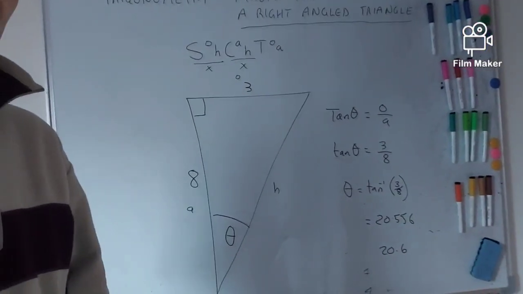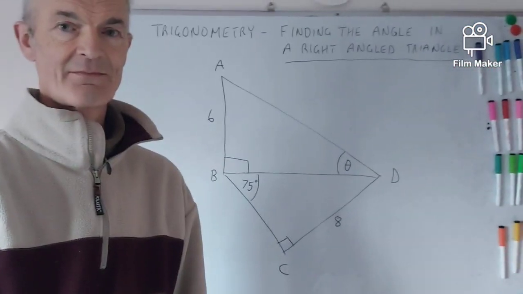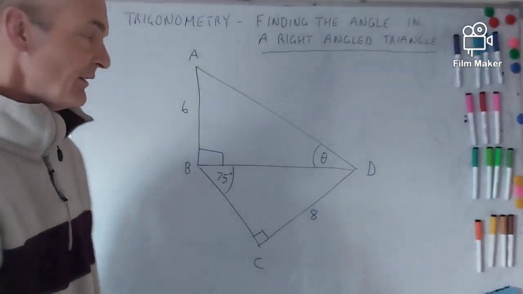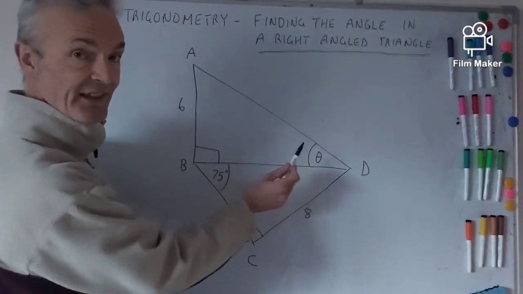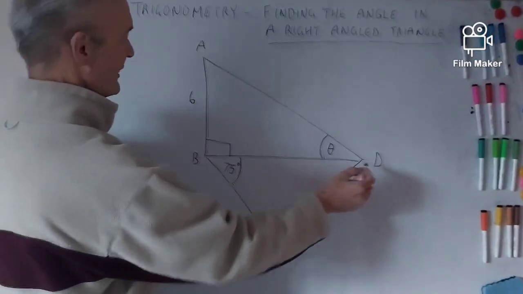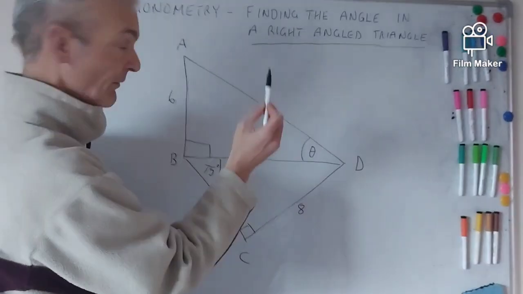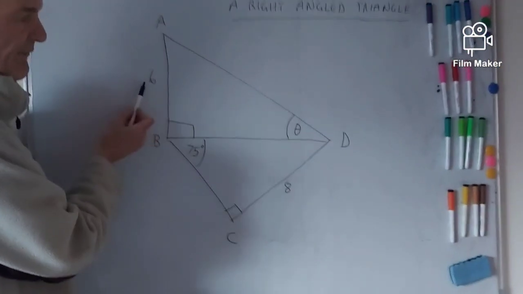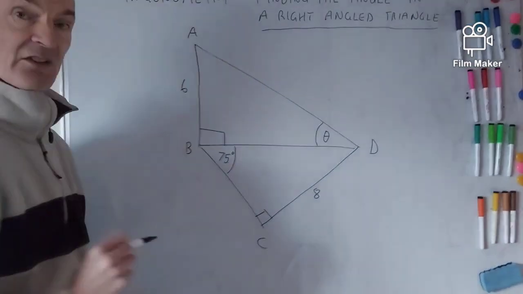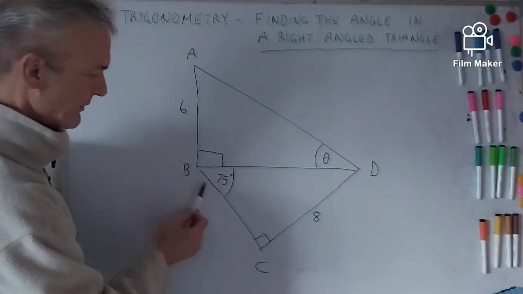Okay, now let's look at a slightly harder question. So here we are with our slightly harder example. Now, what we've got to do is try and find this angle over here, theta. And if you look at triangle ABD at the top, we've got the angle that we're looking for, theta, over here. And the only other piece of information we've got in the triangle is this side here, AB, which is 6. So that's not enough information in that triangle to work out that angle. So what we're going to have to do is use the other triangle.